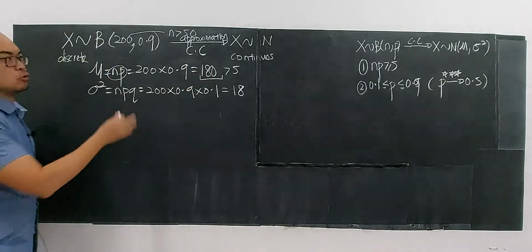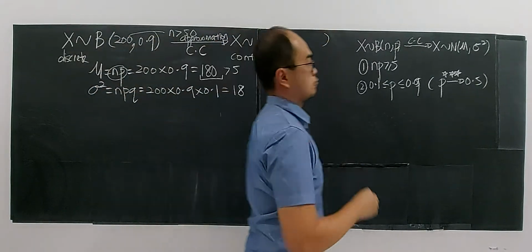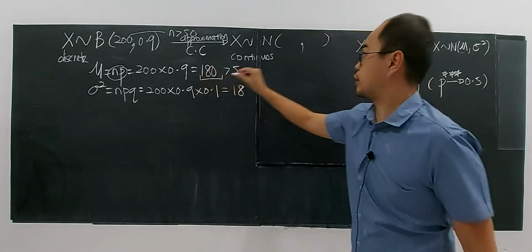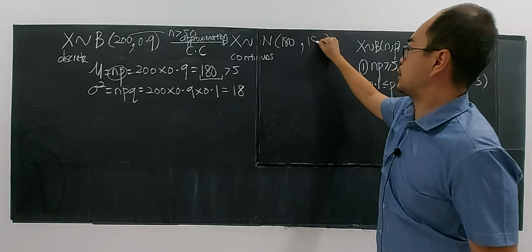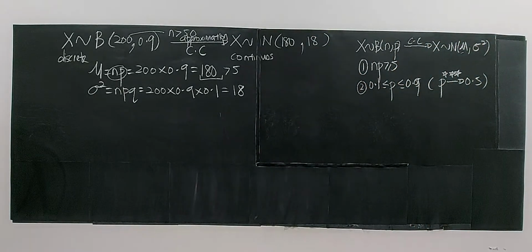So, pass, we transform. What's your mean? Your mean is 180. So you put 180 here, and your variance is 18. As simple as that, I have already explained it to you. I have done the approximation.